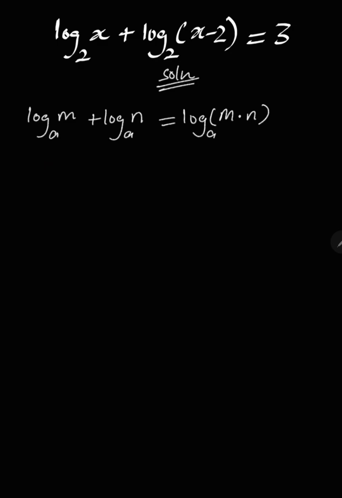So from here we have base 2, we are going to maintain one base, that is log base 2. We open a bracket and then multiply these two terms, that is x multiplied by x minus 2, which is the same as x squared minus 2x. This is equal to 3.